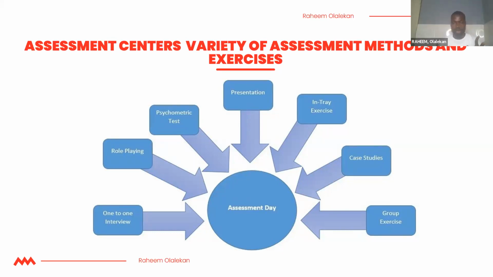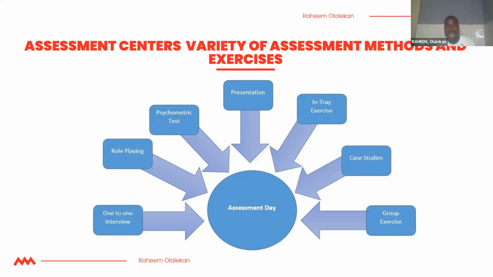Okay, that is that. For the case study, I will not explain it without discussing presentation and group exercise. In the presentation, you'll be given a case, a problem, and you are meant to prepare a presentation to solve that problem. So you have a case study in the presentation. For the group exercise as well, the problem will be presented before the group, and the task given to the group is to come up with solutions to those problems.